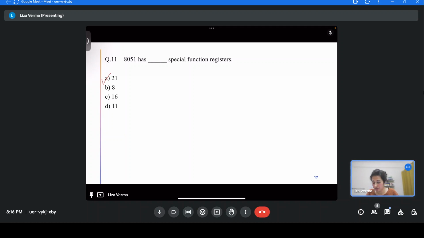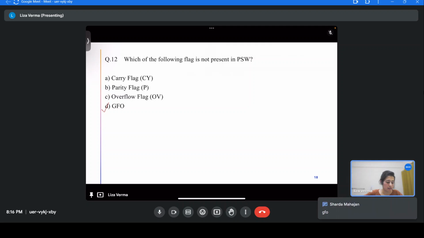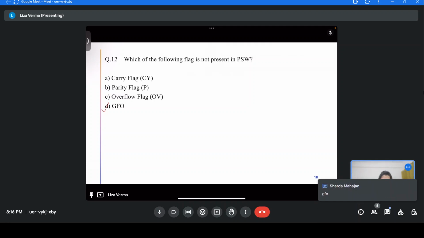Then we have, which of the following flags is not present in PSW? Option D. And what is GF0 exactly? It's a general purpose flag and it's not a part of PSW. Okay.